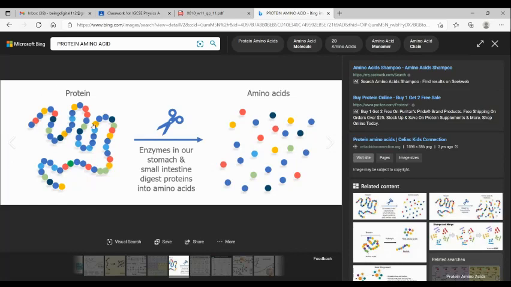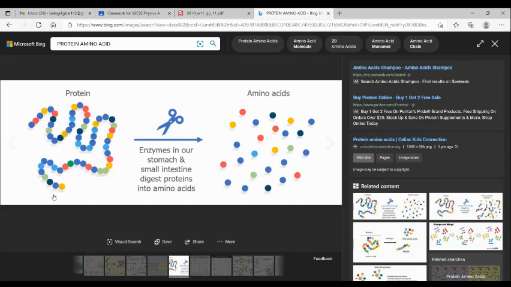Otherwise, the protein is very big and it cannot pass through the intestine. So that's what is happening. You see that the proteins are made of the small molecules of the amino acids. And there are 20 amino acids in the whole of nature. The combination and sequences of them will be different in each of the proteins.